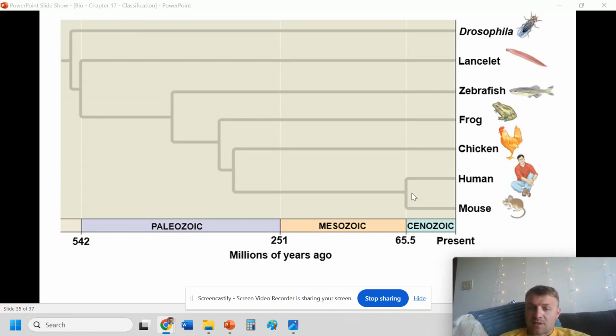It's like humans and mice, our most recent common ancestor is about 65 million years ago. Us and chickens, we have to go back all the way to here, and it's about 300 million years ago. But basically, again, these nodes or speciation events show us specific common ancestors, but based on time. So again, like zebrafish and frog, if we go back and show that most recent common ancestor, it's probably about 350 million years ago.